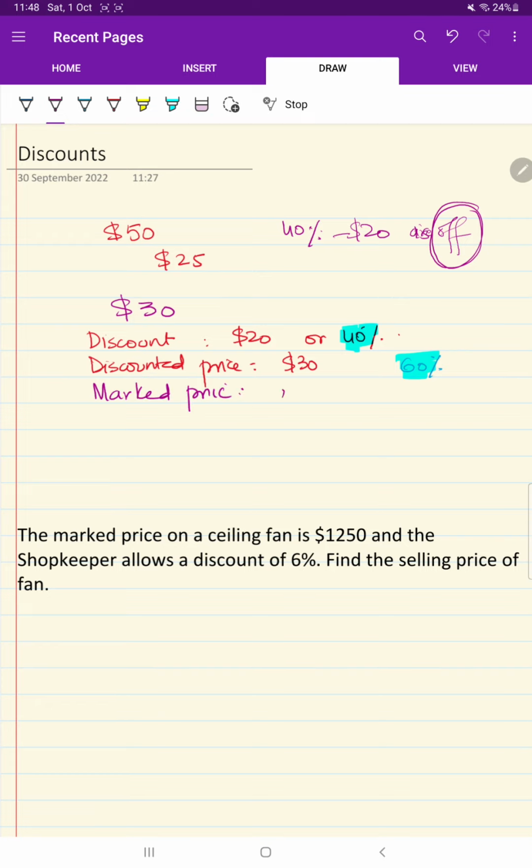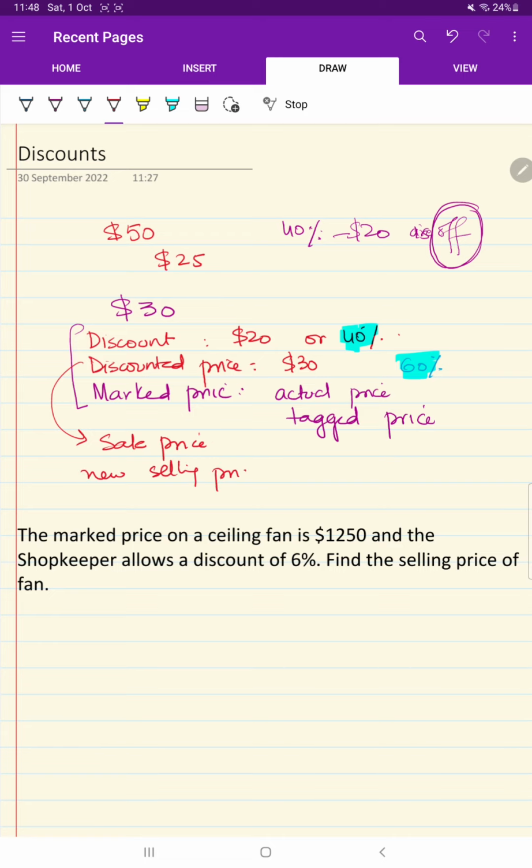And the last one is the marked price. Marked price is the actual price, or you can say the tagged price, the one that the shopkeeper had already set, and then he will be applying discount on that. So that is your marked price, right? So if you know all these three values, of course you can also call discounted price as sale price or new selling price, because after the discount this is what you are selling it at. So these words can also be used here.